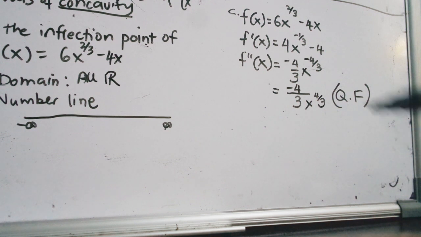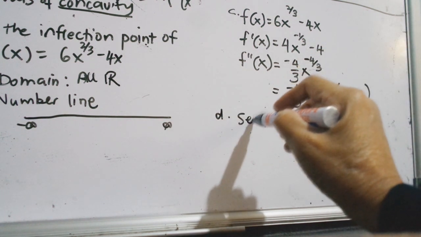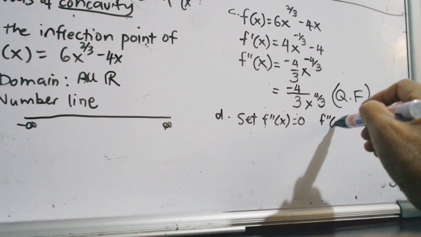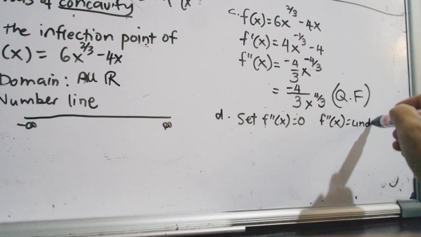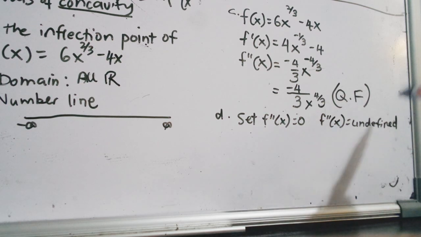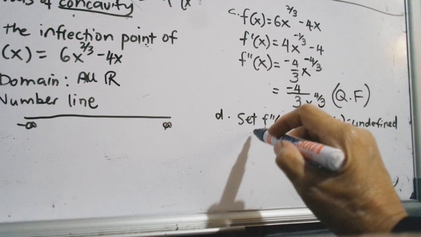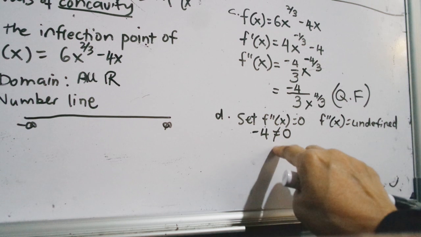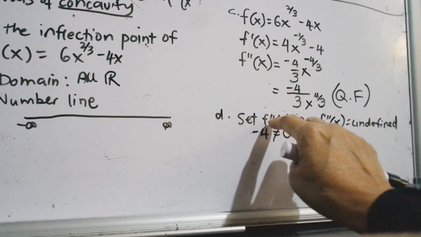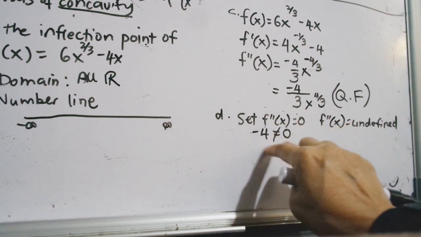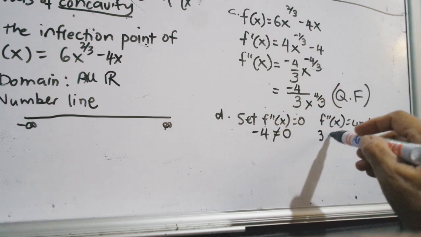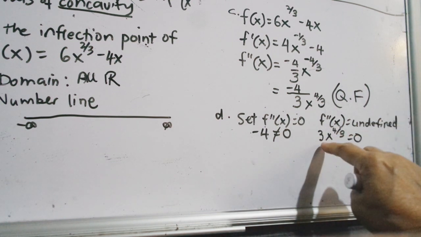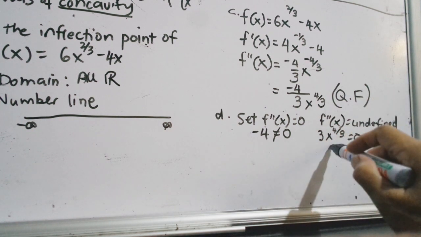Now what do we do? We set f double prime of x equal to 0, and find where it is undefined. Take the numerator, minus 4 equals 0, which is impossible. So we don't have any point where f double prime of x equals 0. Then we take the denominator equal to 0. Ignore the 3, it's a constant. Ignore the power. We just take x equals 0.